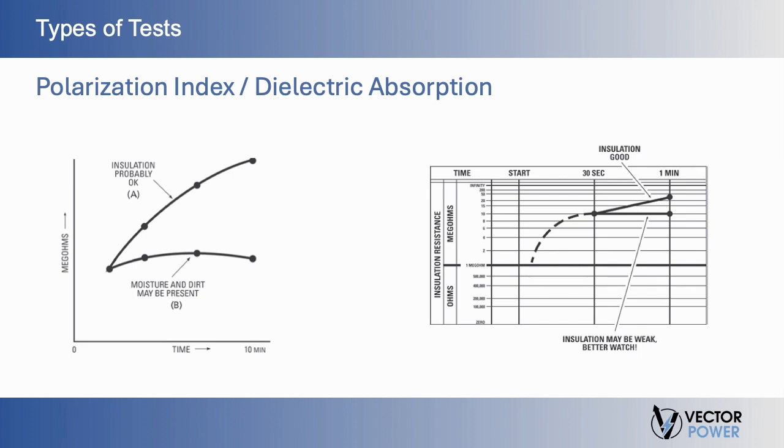Performing the PI test, the 1-minute reading is divided into the 10-minute reading to provide a ratio. In dielectric absorption, or DA, the time values are typically 30 seconds and 60 seconds. A low ratio indicates little change, hence poor or contaminated insulation, while a high ratio indicates the opposite. References to typical PI values are standard in literature, which makes this test very easy and readily employed.